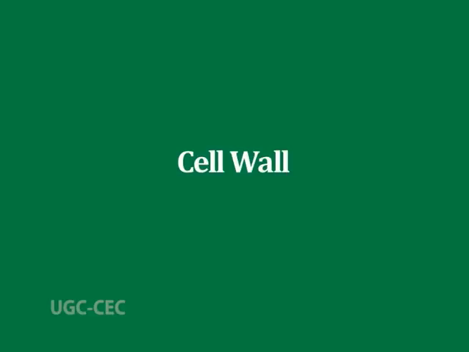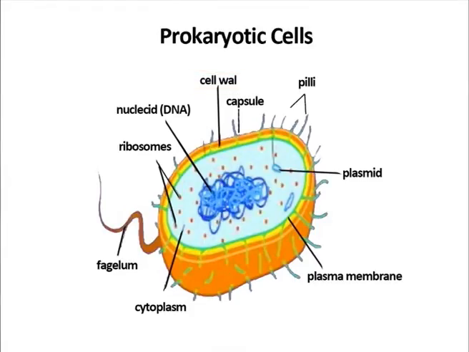The next structure is the cell wall. Prokaryotic cell walls are composed of peptidoglycan in bacteria or pseudopeptidoglycan in archaea. Cell walls in gram-positive bacteria are characterized by a thick peptidoglycan layer, whereas in gram-negative bacterial cells, the cell walls are characterized by a thin peptidoglycan layer surrounded by an outer membrane.